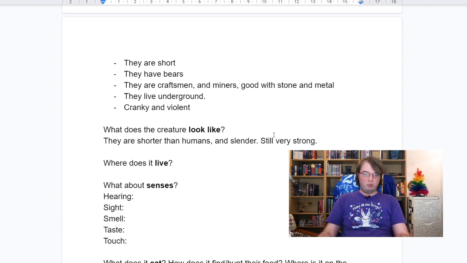What about the beards? Apparently they have beards. Yes, they will have beards. They live underground. Underground tends to be kind of cold, so it makes sense to be very hairy. So it's probably not just beards. They're probably hairier than humans all over. Maybe people can mistake them for bears.